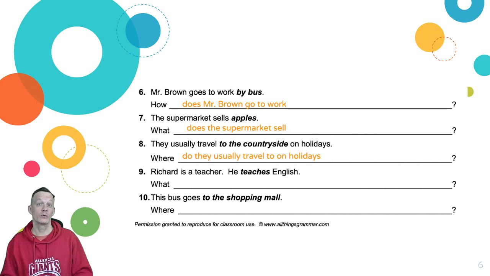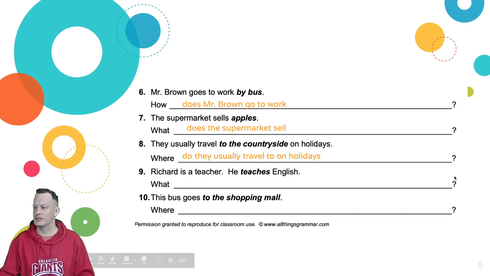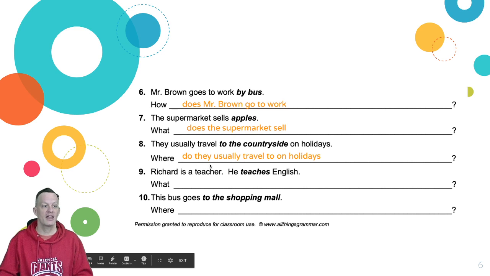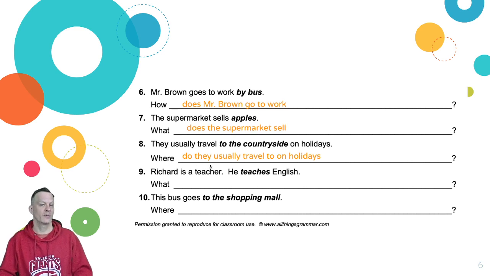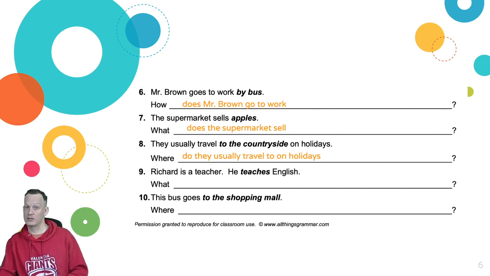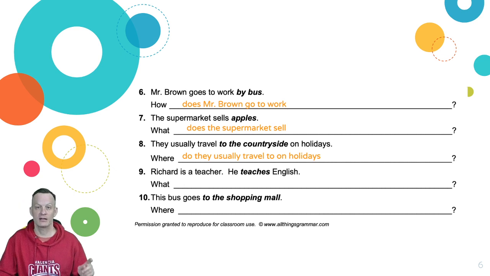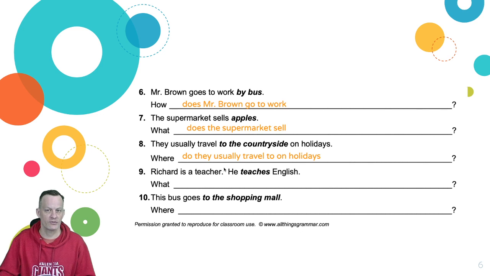Now here we use do. Let me just highlight that. Do, because with they, remember, they do. He does, she does, the supermarket does, Mr. Brown does, but they do. Where do they usually travel on holidays?